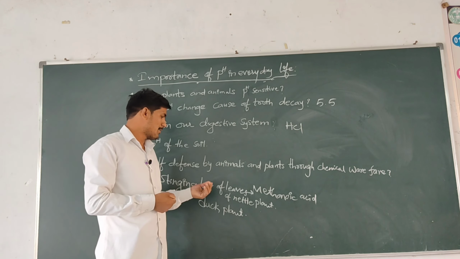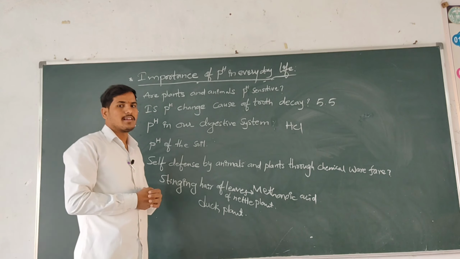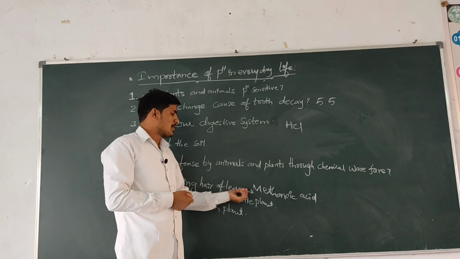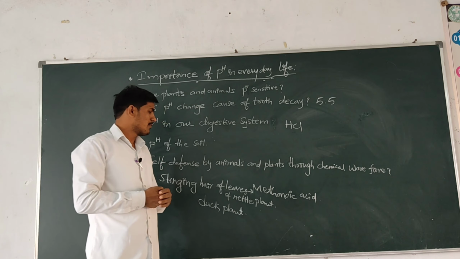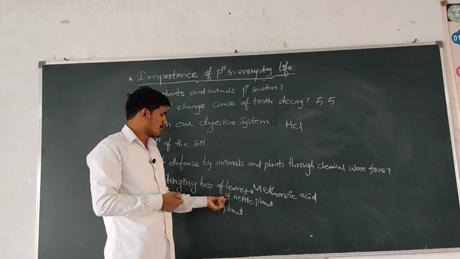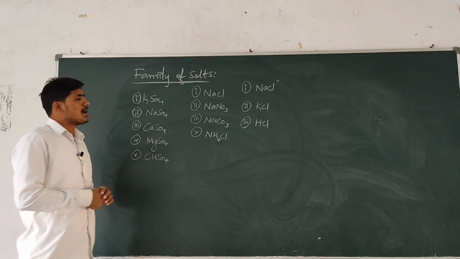Okay, there is a traditional remedy: dock plant leaves. When we rub the leaves on the place where the methanoic acid is, it will neutralize the acid and we will get relief. Next, family of salts.